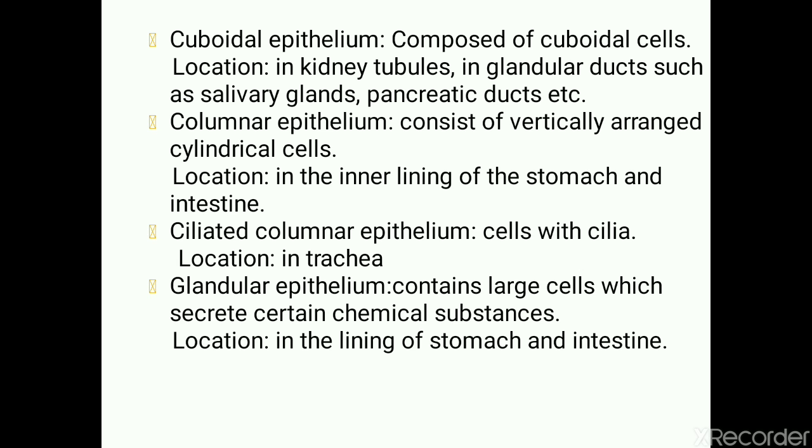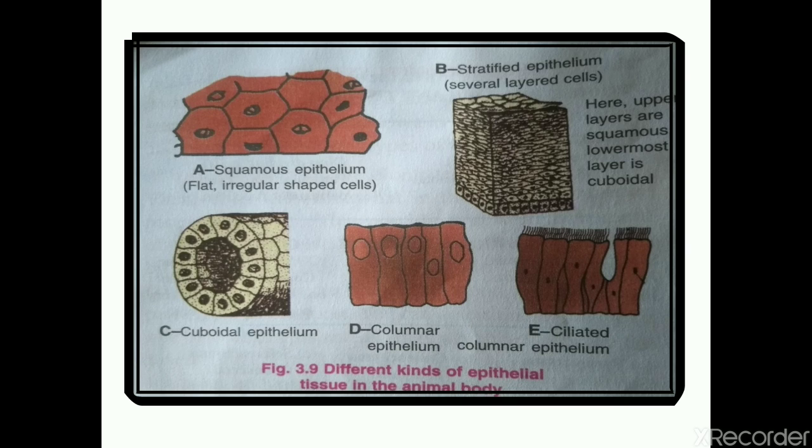Glandular epithelium consists of large cells which secrete certain chemical substances, and it is found in the lining of the stomach and intestine. This is the diagram of the various epithelial cells.